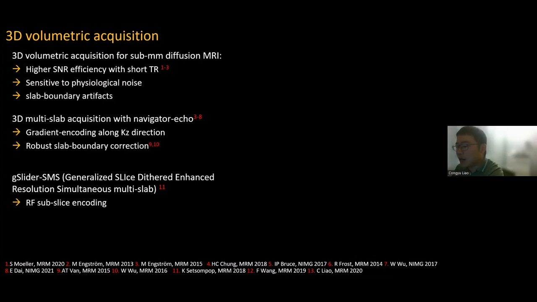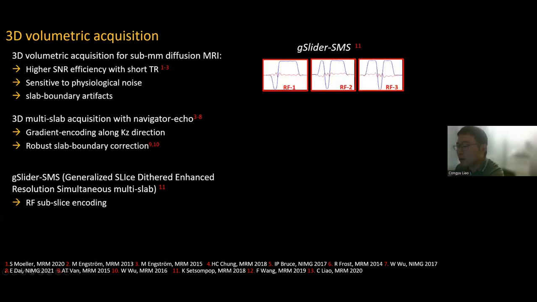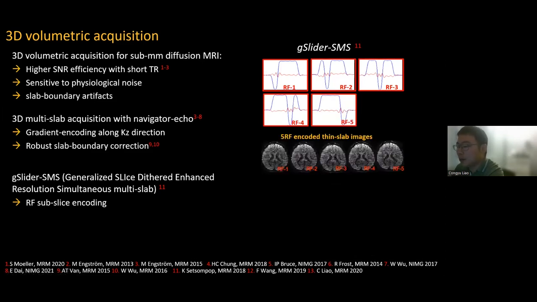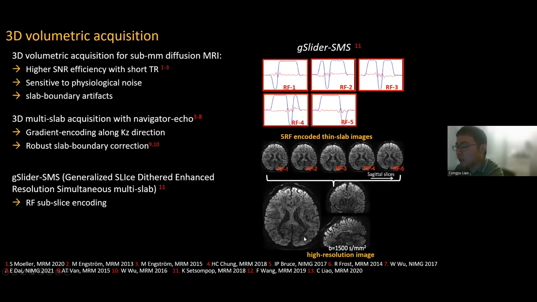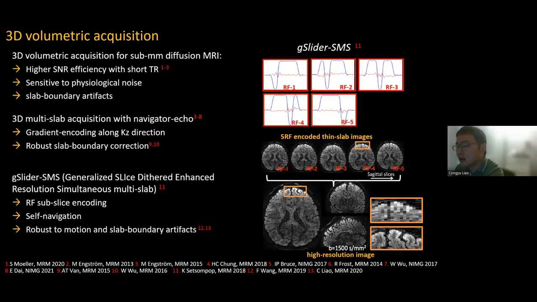gSlider SMS is another 3D volumetric encoding technique proposed by our lab. The encoding is performed through consecutive RF encoding rather than gradient encoding along the slice direction, and combined using a linear model-based reconstruction to create a high slice resolution volume like this. The gSlider is designed to provide high signal in each of the RF encoding acquisitions for the robust estimation and removal of shot-to-shot phase variation without any additional navigators.